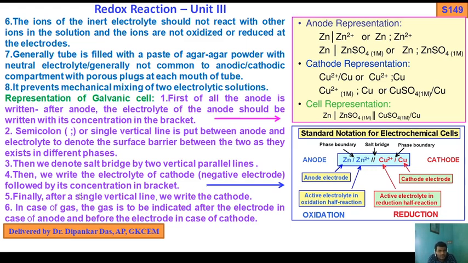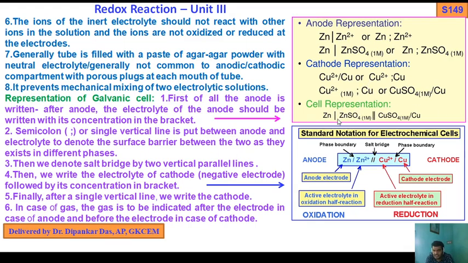Write the electrolyte of the cathode followed by its concentration. Finally, after a single vertical line, we write the cathode. In case of a gas, it is to be indicated after the electrode in case of the anode and before the electrode in case of the cathode. So this is the representation.